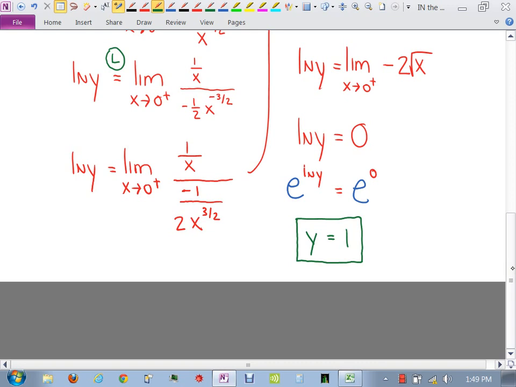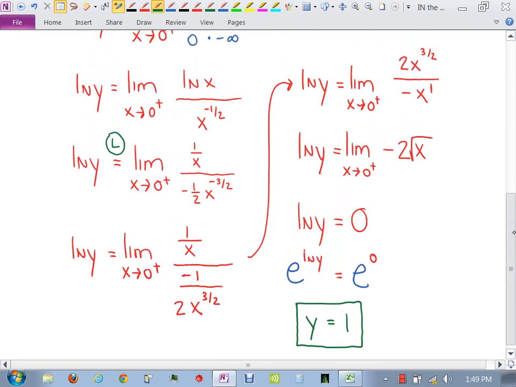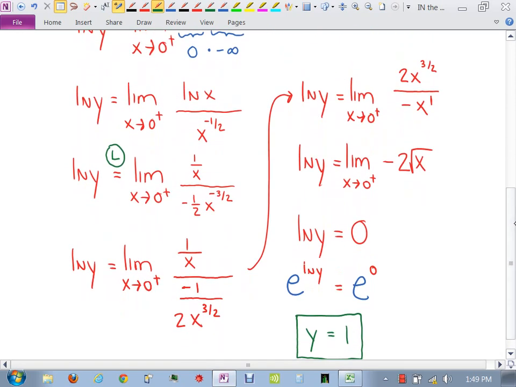Square root of x? From right here? Yeah, all I did was x to the 3/2 minus 1, which gives me x to the 1/2. And then the negative in front of it was like a negative 1, so I just pop it to the top with the 2.